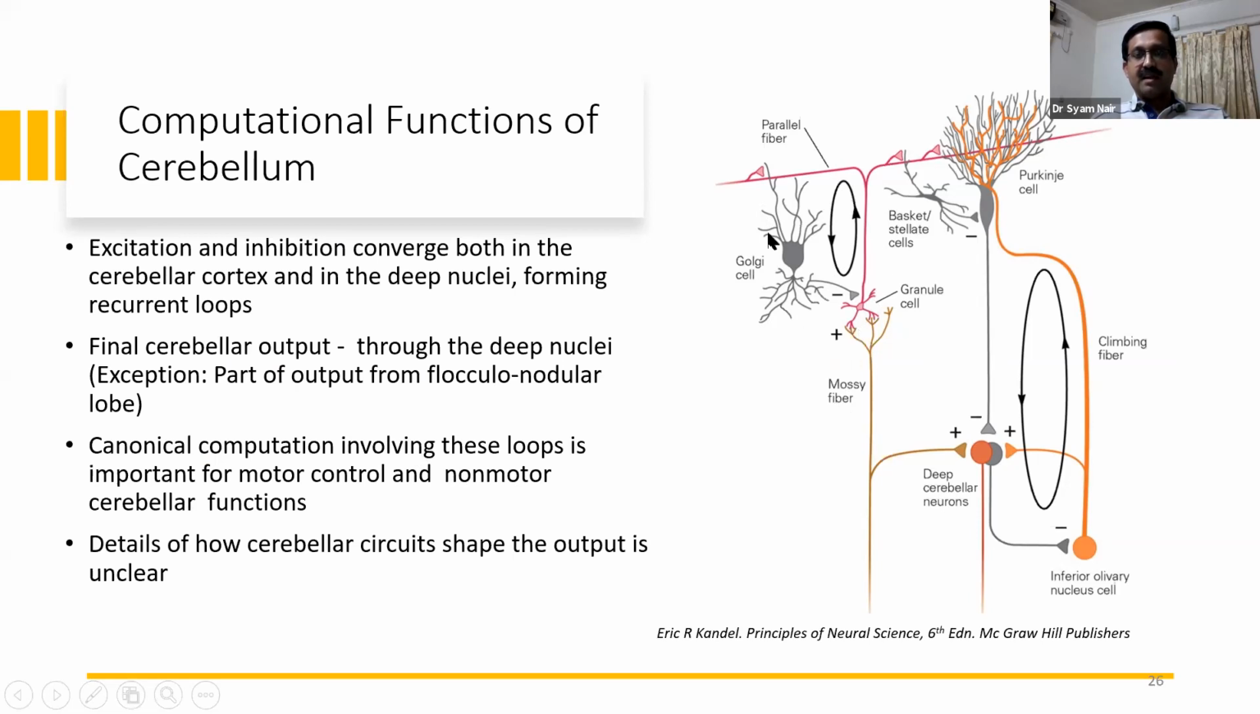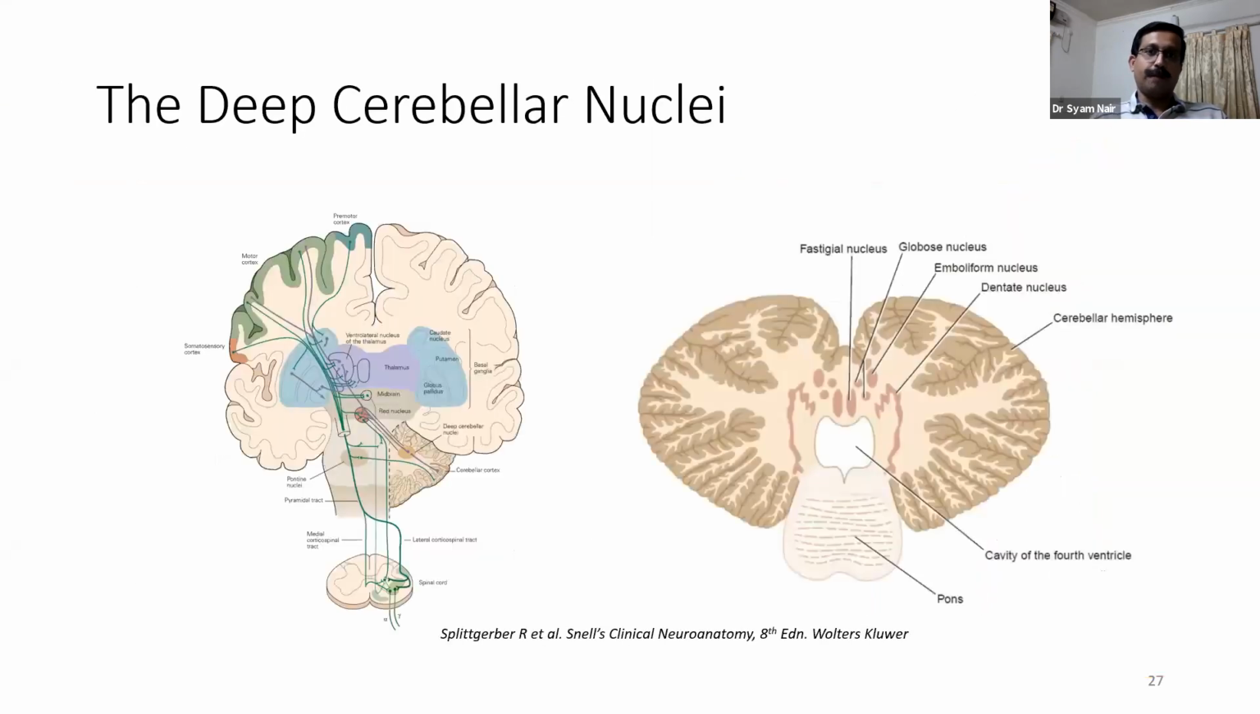And this is direct excitation and indirect inhibition through the interneurons like Golgi cells, stellate cells, and basket cells. This is the basis of the canonical computation happening in the cerebellum. And this sort of computation in these loops is important for motor control as well as non-motor functions of the cerebellum. But details of how this complex interplay of circuits shapes the cerebellar output are still not known.